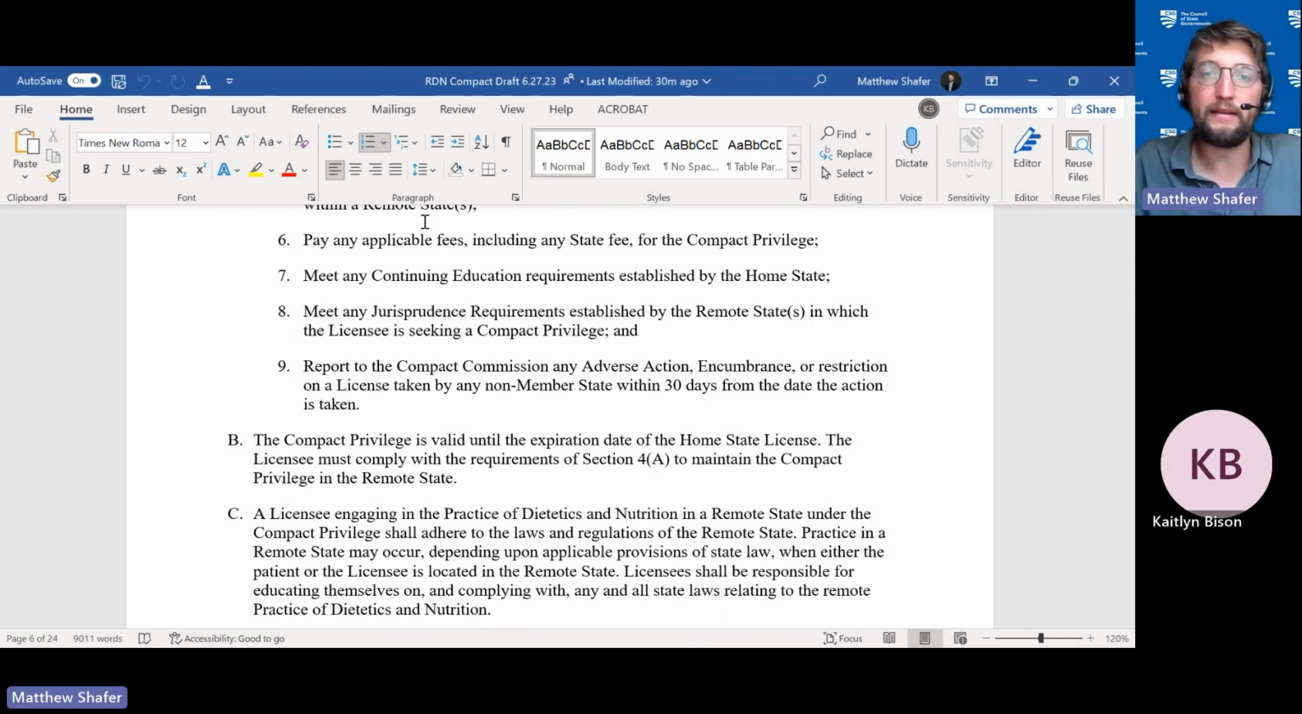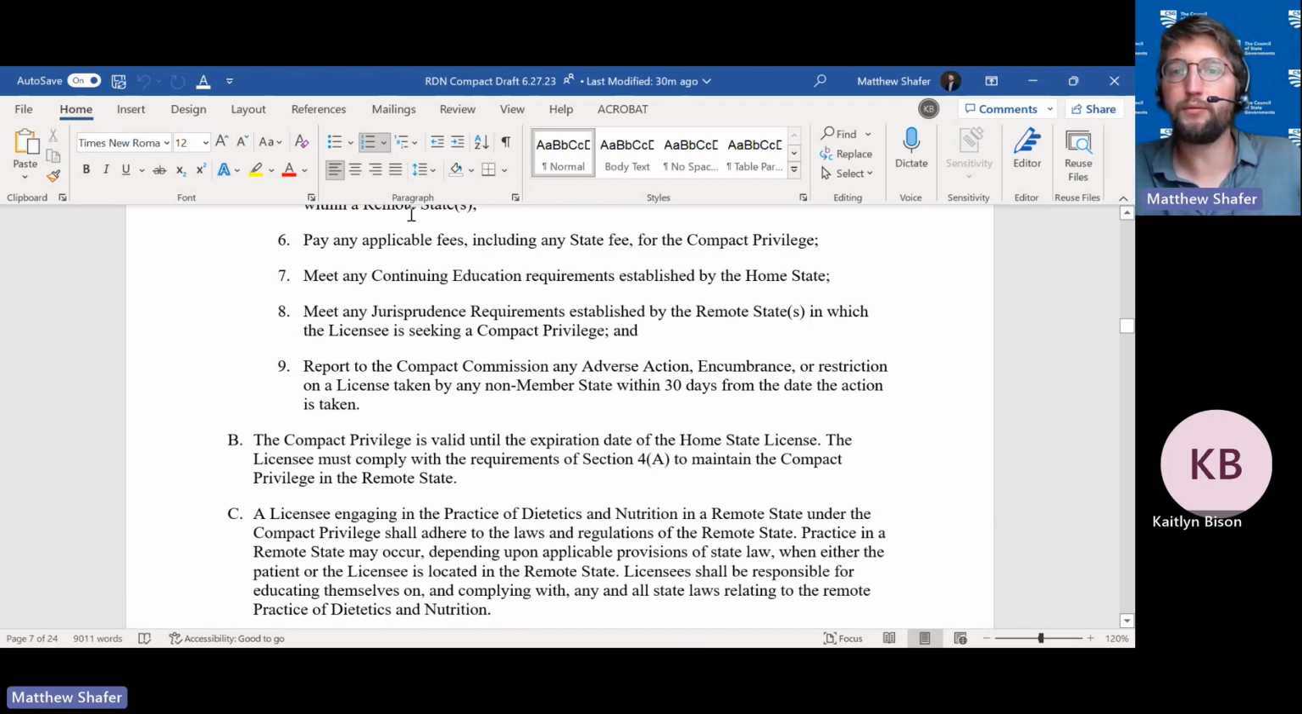So the compact language itself is not going to say the fee shall be this amount. It's going to be the member states that come together and say, this is what we think the fee should be. Typically, it's less than a fee for a full license. So, for example, the PT Compact Commission sets their fee at $45. They encourage all of their member states to also set their fee at $45. So it would be $90 for every compact privilege that you want to obtain.